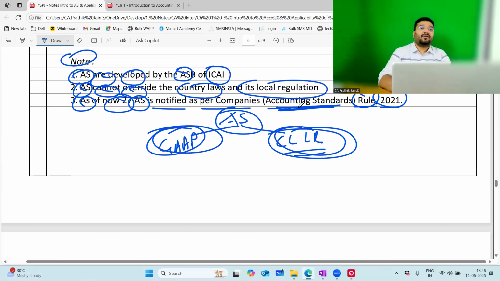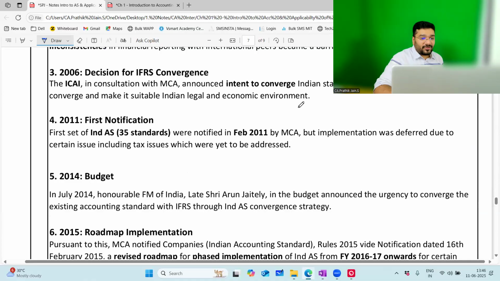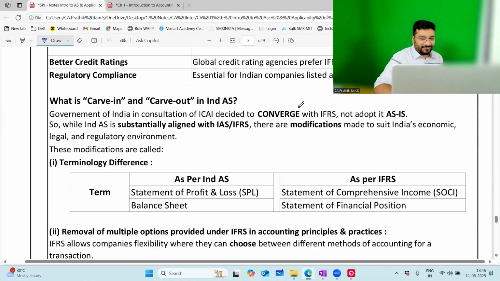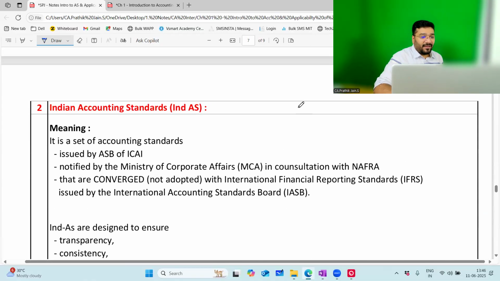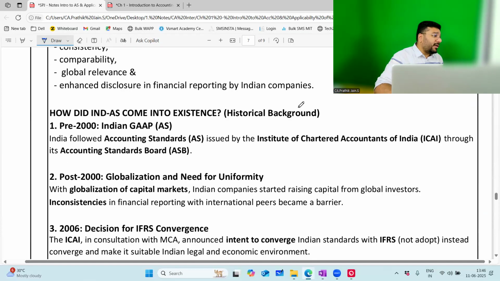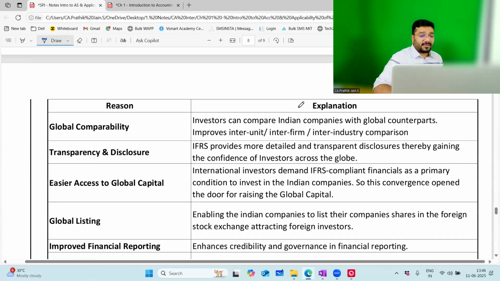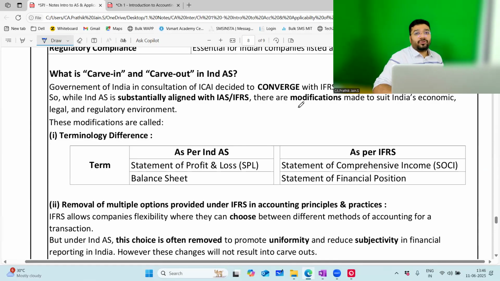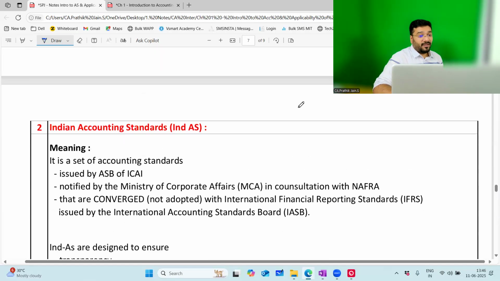Now, if you have energy, I will do Ind AS, because Ind AS will also take a while. And why is Ind AS important? Because you have questions based on this. What is Ind AS? What is carve in, carve out? You have a question from this. I can do it next class, no problem.